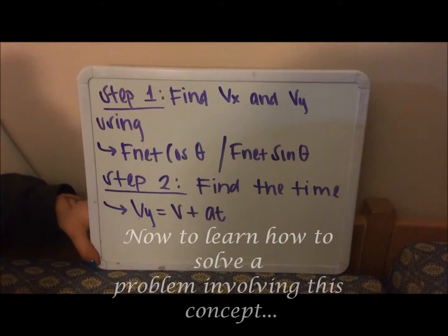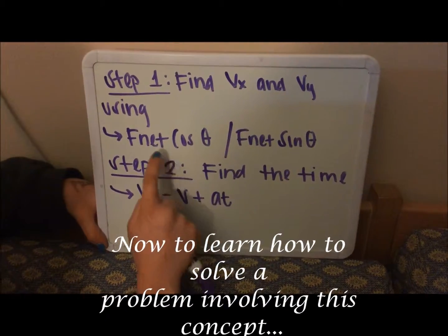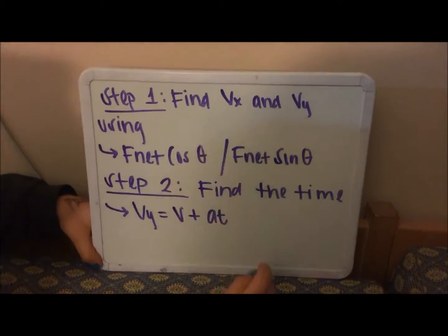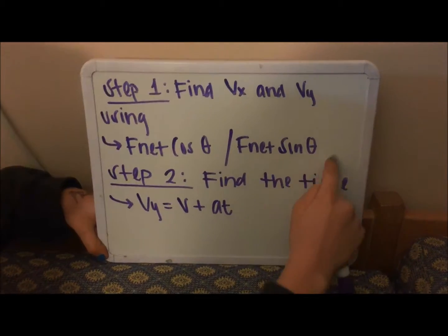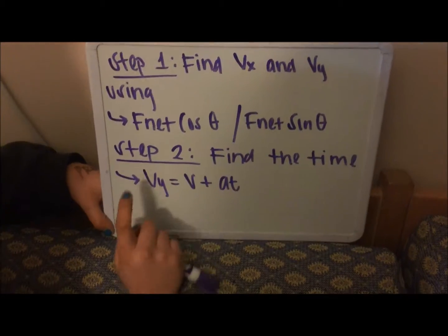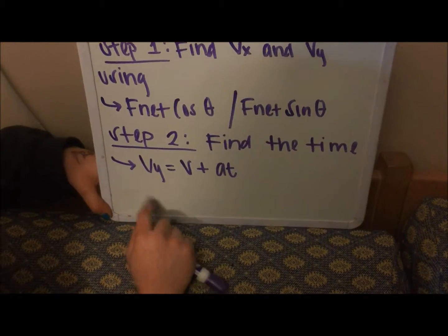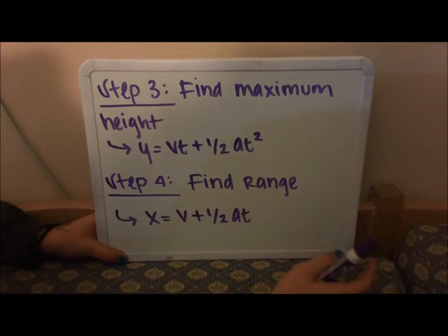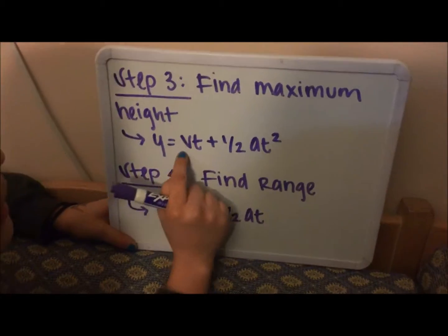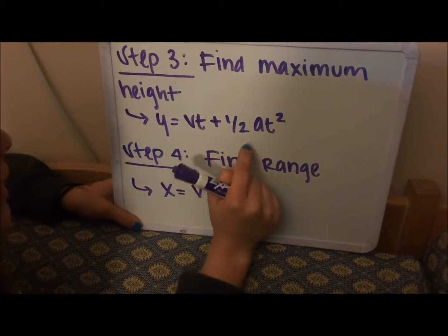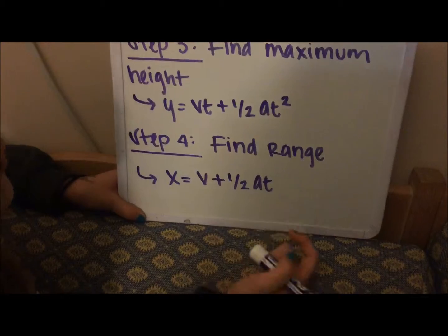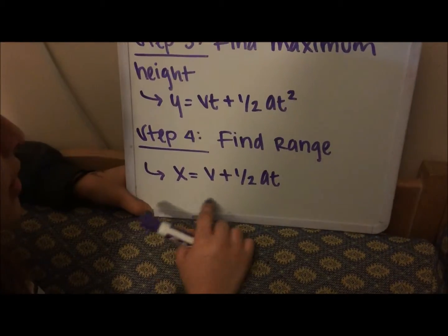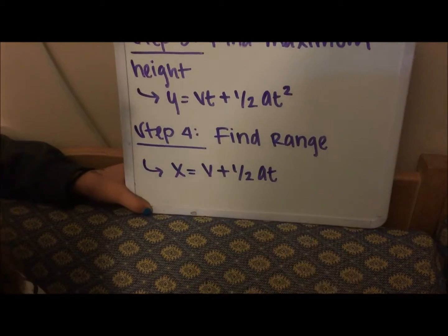For step 1, you'll find Vx and Vy using F net cosine theta for Vx and F net sine theta for Vy. For step 2, you'll find the time using Vy equals V plus at. For step 3, you'll find the maximum height using y equals vt plus 1/2 at squared. And for step 4, you'll find the range using x equals vt plus 1/2 at.